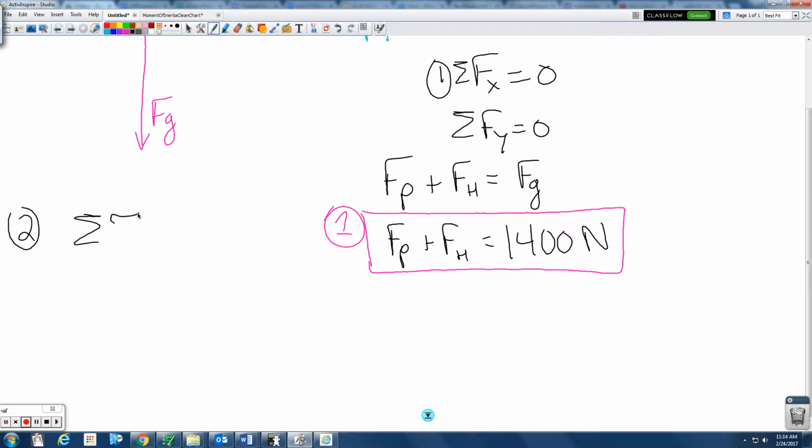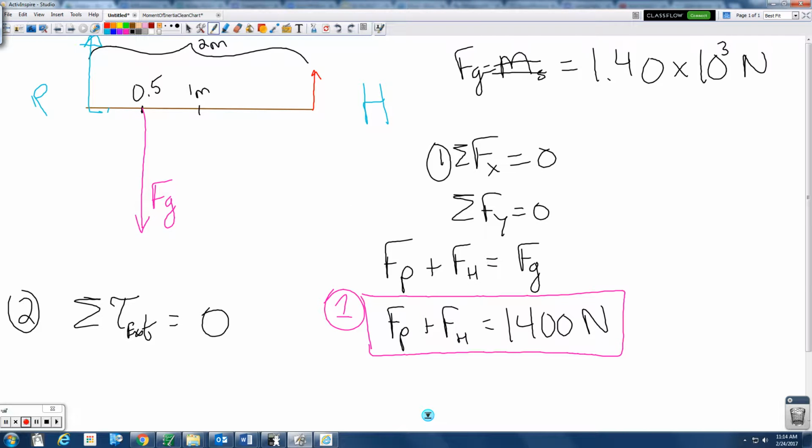must be equal to 0. So there's tau external must be equal to 0. So I need to look back at my drawing, which is very helpful, and say what forces are going to produce a torque.